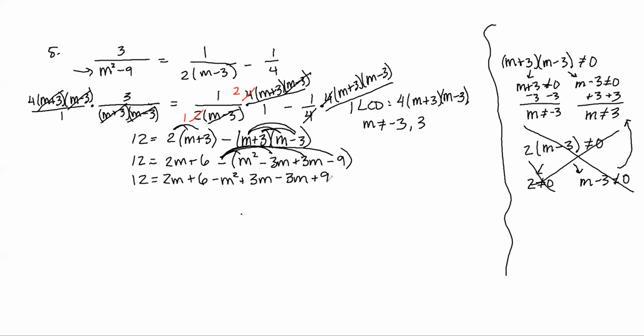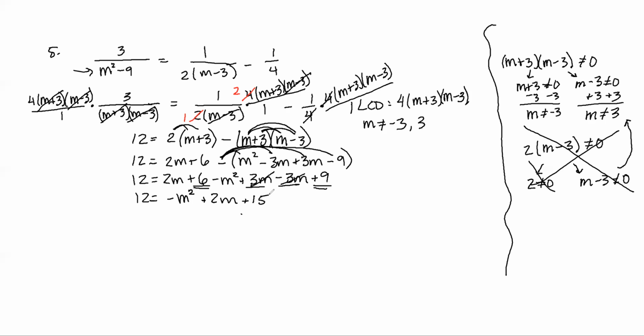Now let's combine like terms. One thing I want you to notice on the right is that we had a 3m and a negative 3m. Those guys give us 0. And we have a negative m squared. I'm going to put these in descending order, meaning the highest exponent first. We have a 2m and it's positive, so plus 2m. And then we also have a plus 6 and a plus 9. That gives us a plus 15.